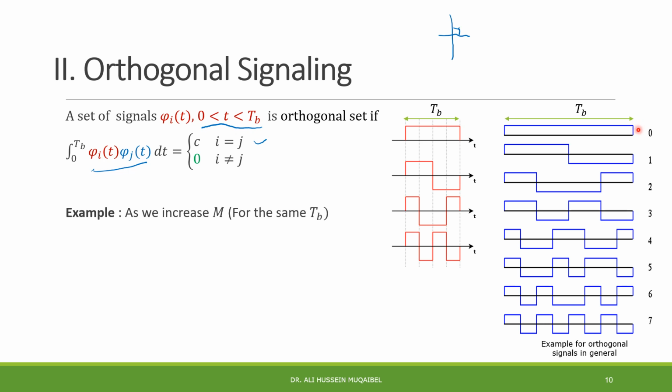I'm showing another example with capital M equal to 8. So we have 8 different symbols which are orthogonal. This is in baseband.